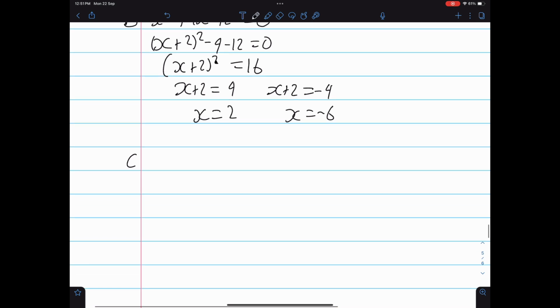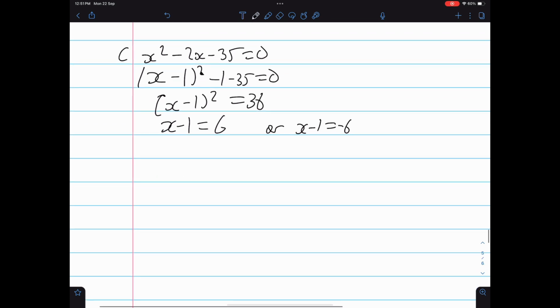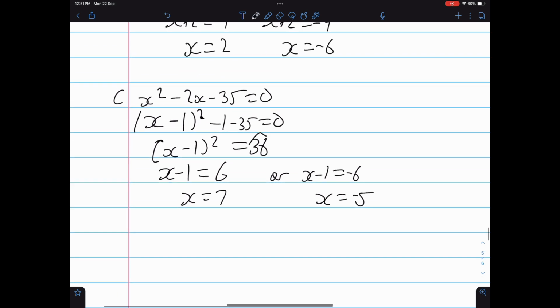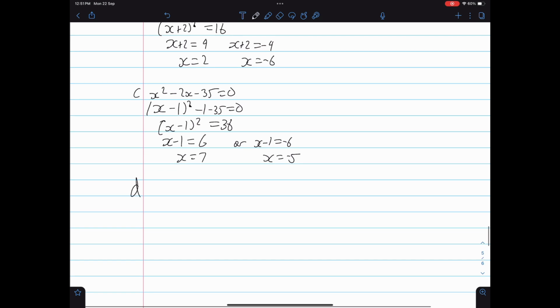In C, we have x squared minus 2x minus 35 is equal to 0. We'll do a completing the square. This means x minus 1 squared is equal to 36. x minus 1 will then equal 6, or x minus 1 equals minus 6. x equals 7. x equals minus 5. And I do this because we take the square root. If you've got to remove a square, you do a square root. I would think that's quite self-explanatory.